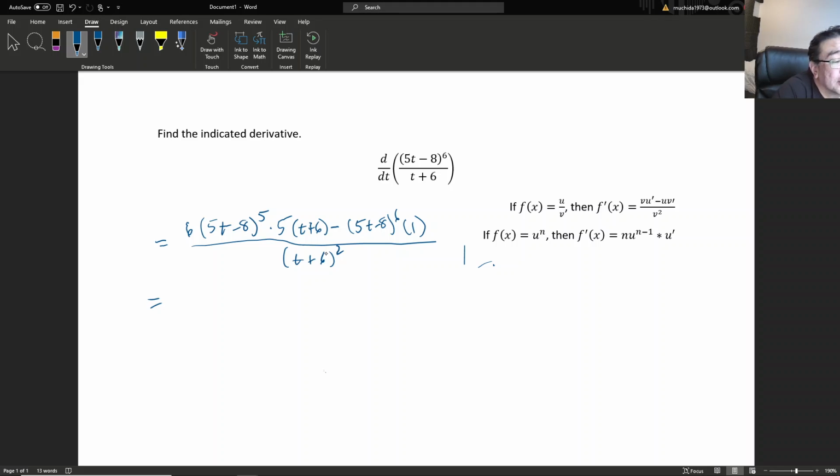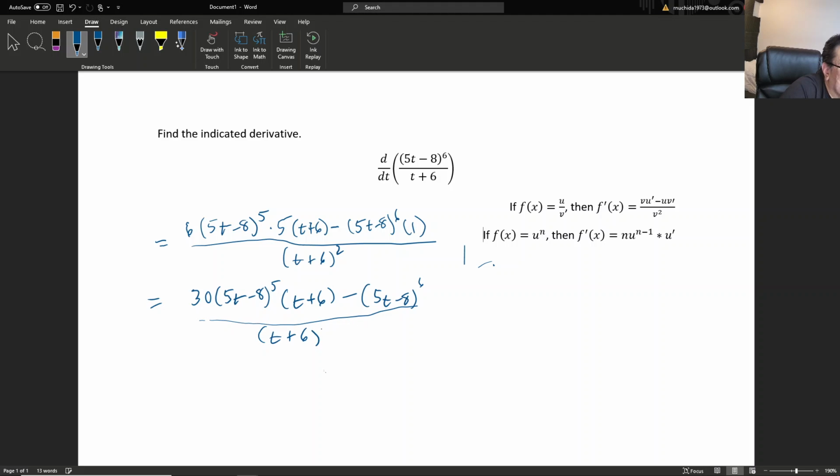Now we want to simplify this. The first thing is, let me multiply this 6 times 5, so we'd have 30 times that 5t minus 8 raised to the 5th times the t plus 6, minus that 5t minus 8 raised to the 6, all of that divided by the t plus 6 squared.